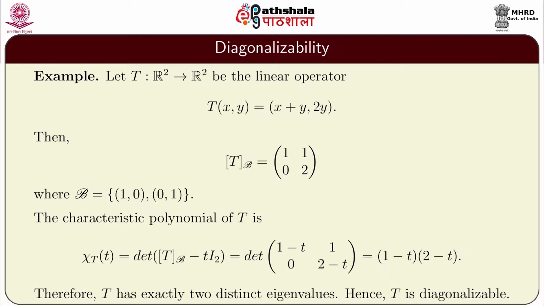And the characteristic polynomial of T is chi_T(t) equals the determinant of [T] minus t I_2, that is, the determinant of the 2 cross 2 matrix given by 1 minus t, 1 in the first row and 0, 2 minus t in the second row, and the determinant is (1 minus t) multiplied by (2 minus t). Therefore, T has exactly two distinct eigenvalues, namely 1 and 2, hence T is diagonalizable by the previous corollary.